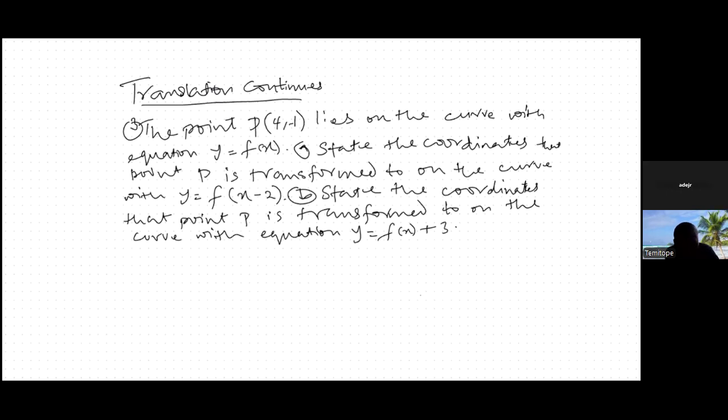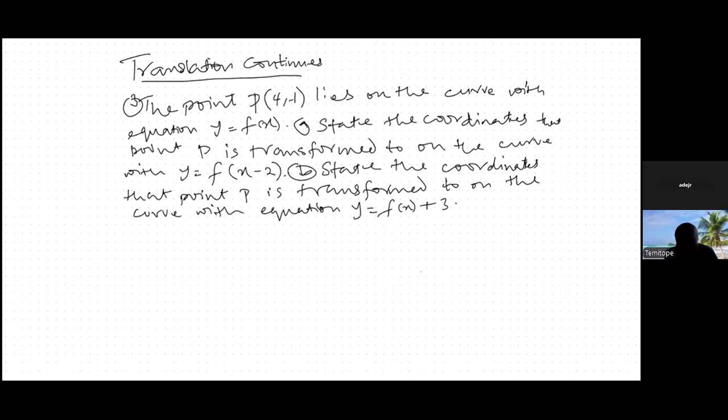Okay, so for A, it's the point 6 comma minus 1. Correct. And then for B, it's 4, 2. Very good. That's very good. Correct. All right. That's good. So I'm going to give you another one now.